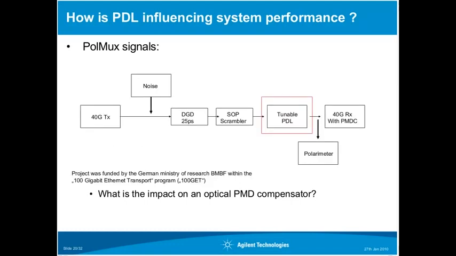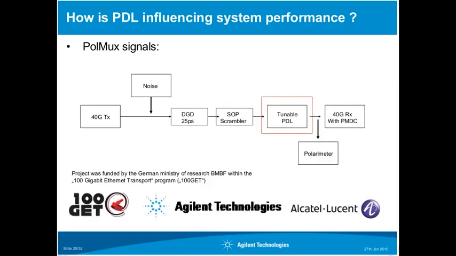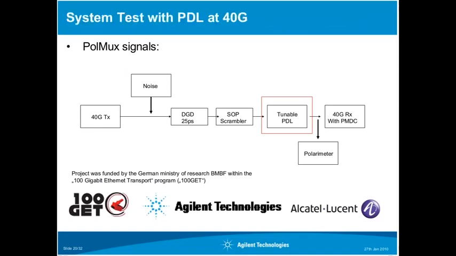That is actually the reason why we looked a little into that. That is a measurement we did in our government-funded project. We are participating at the 100 gigabit Ethernet transport program in Germany, together with Alcatel-Lucent, and we introduced some sort of tunable PDL element which we developed into our system, and we put a polarization scrambler at the input, and we wanted to find out what actually is happening.